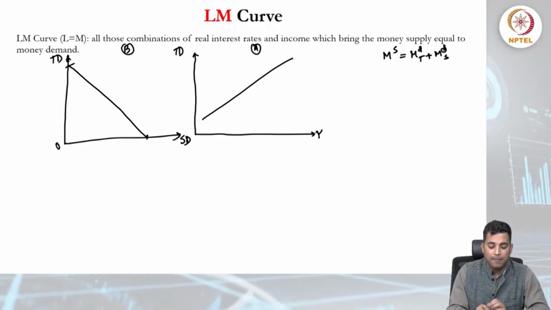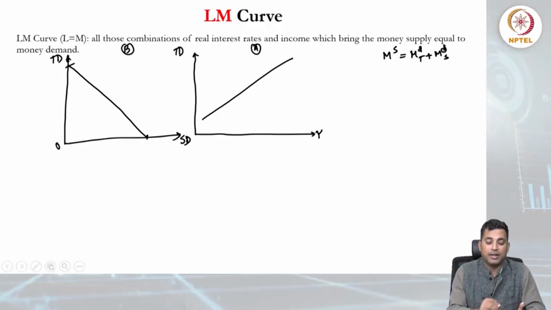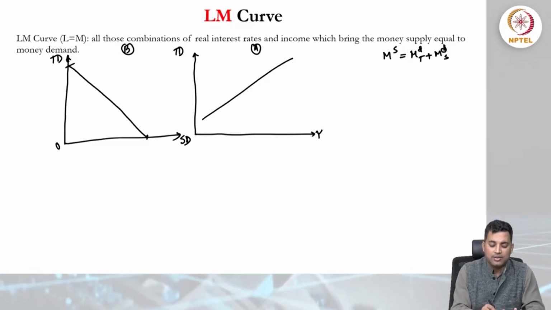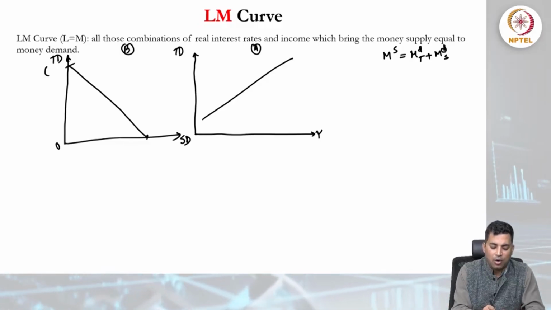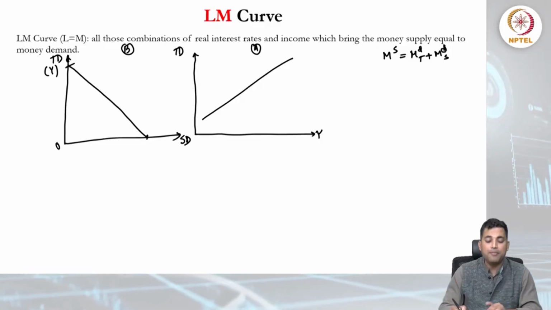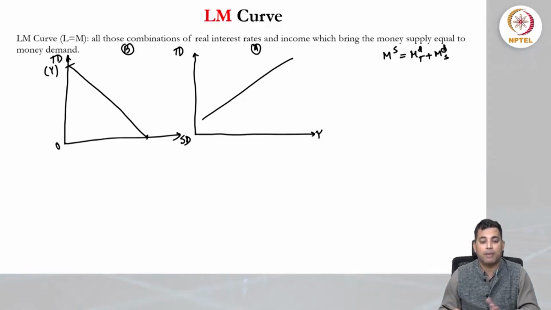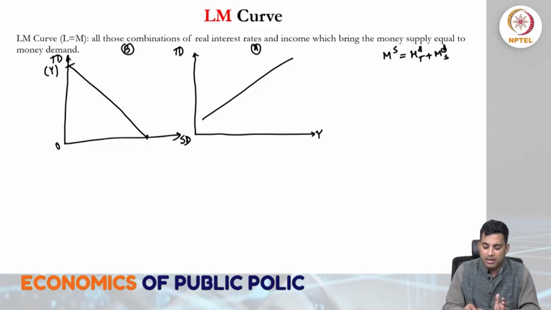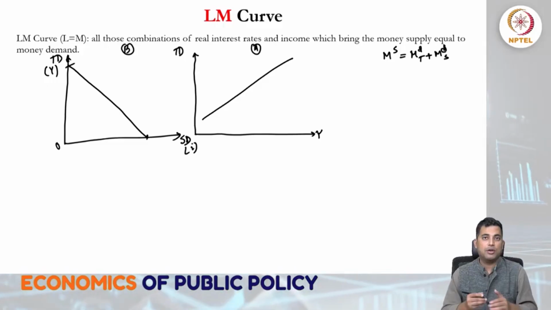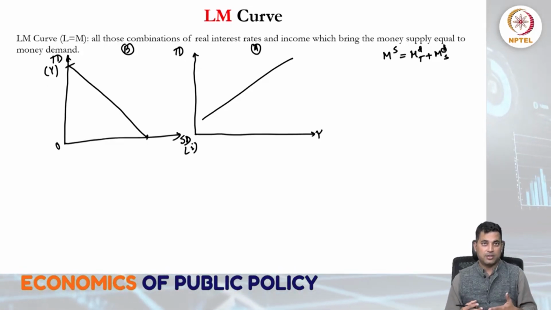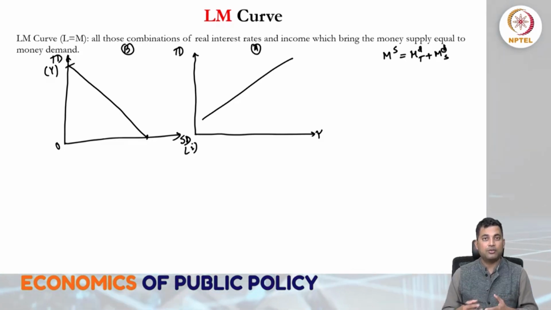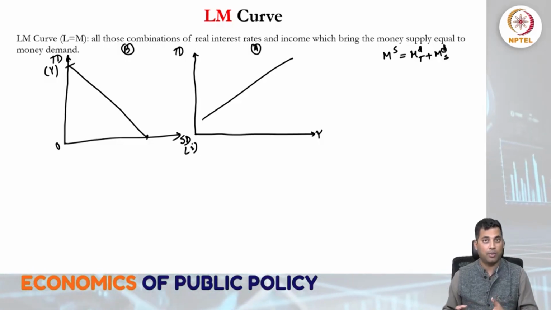So in panel B, on the vertical axis, we are showing transaction demand for money, which depends on income, and this speculative demand for money, which we are measuring along the horizontal axis in panel B, depends on the rate of interest. So money demand will depend on these two dynamic variables: one is Y and one is I.